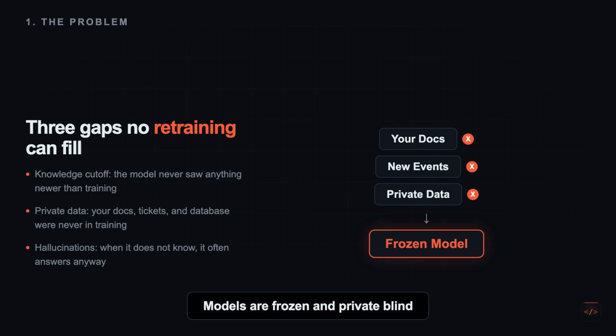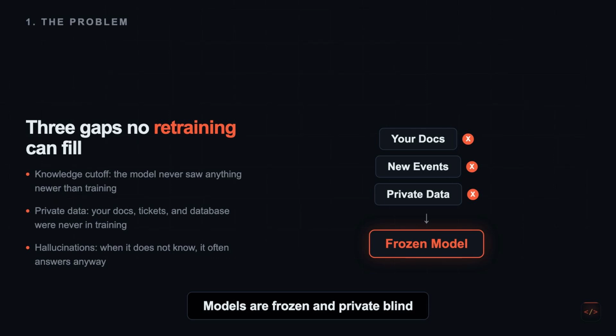A trained model has three gaps. As you know, its knowledge is frozen at a cutoff date, so it never saw anything newer after that. Whenever you ask a question after the cutoff date, it will say that it doesn't have the knowledge, or it will make something up. It never saw your private data at all, like your tickets, your documentation, your database, nothing. And when it does not know, it often answers anyway, fluent and wrong.